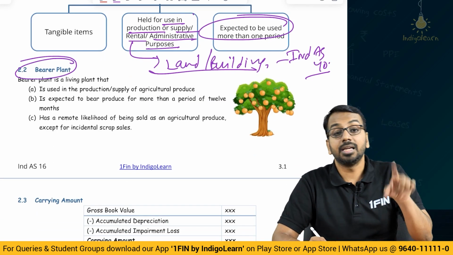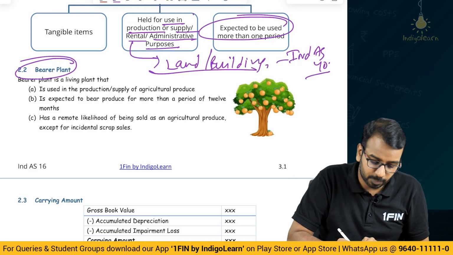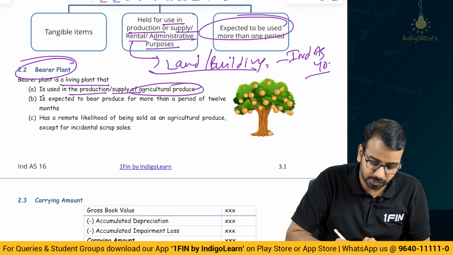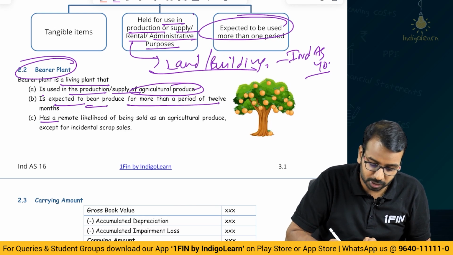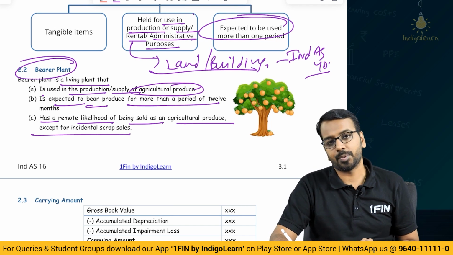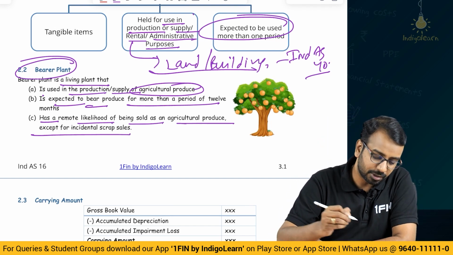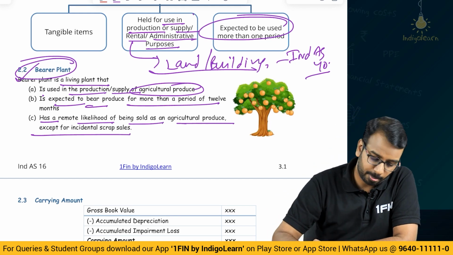Then bearer plant is also considered to be an item of property, plant and equipment. Bearer plant is a living plant that is used in the production or supply of agricultural produce, is expected to bear produce for more than a period of 12 months and has a remote likelihood of being sold as agricultural produce except for incidental scrap sales, right. So for example, mango tree, orange tree and all of those things, those are your bearer plant. Bearer plants are covered under Ind AS 16.